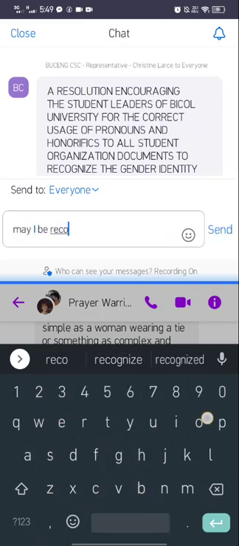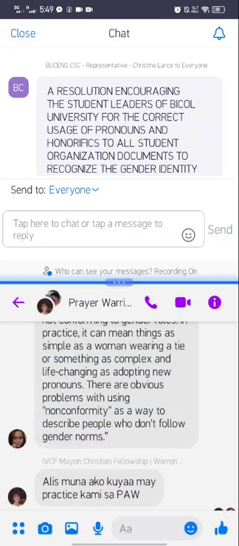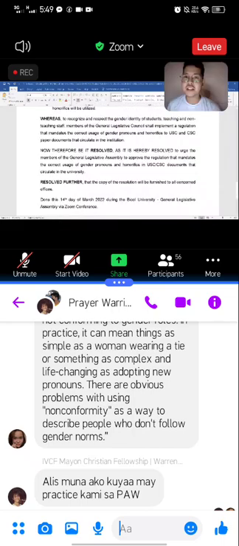Whereas, to recognize and respect the gender identity of students, teaching and non-teaching staff, members of the General Legislative Council shall implement a regulation that mandates the correct usage of gender pronouns and honorifics to USC and CSE paper documents circulated in the institution. Again, the chair would like to amend this: pronouns and honorifics to all student organization documents. All right. Life Line President, what is your pleasure? You are recognized. Good afternoon once again.